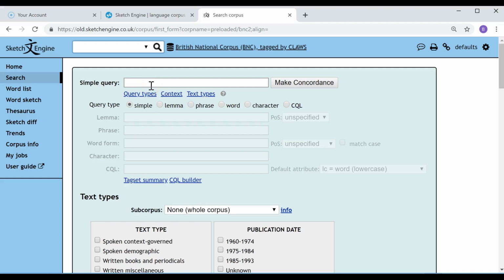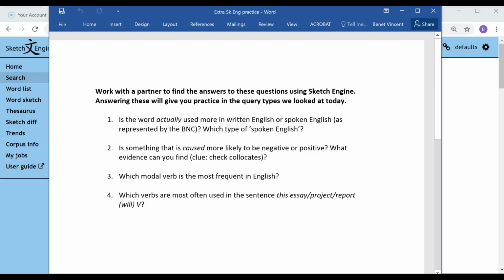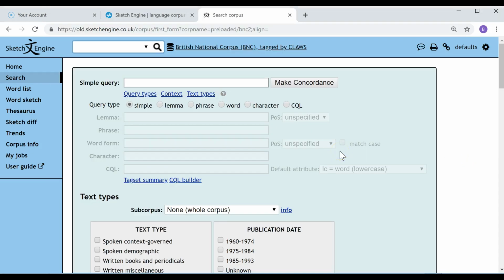Okay, let's move on now to question 2. The question here was, is something that is caused more likely to be negative or positive? Now, the idea here being that it's not necessarily passive, because you can cause something, and something can be caused. So the idea was to look for the verb cause.